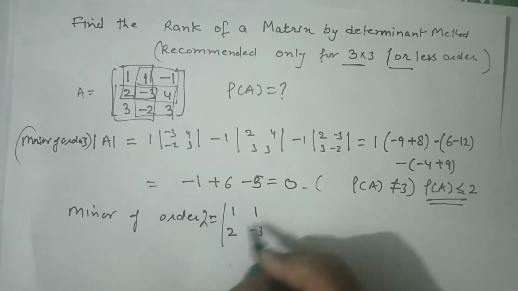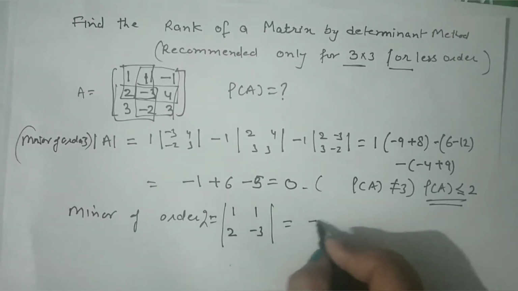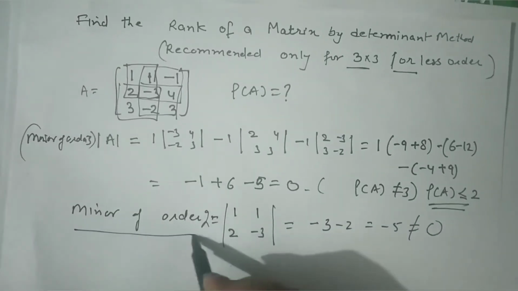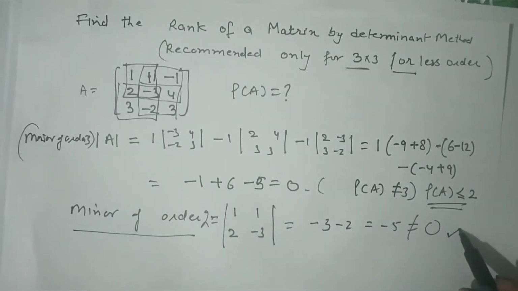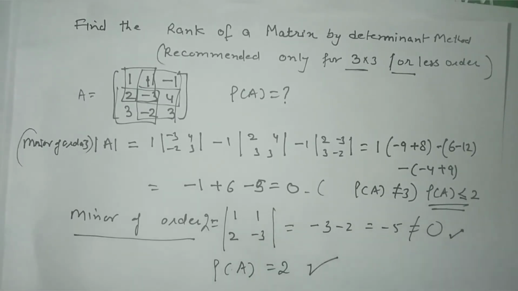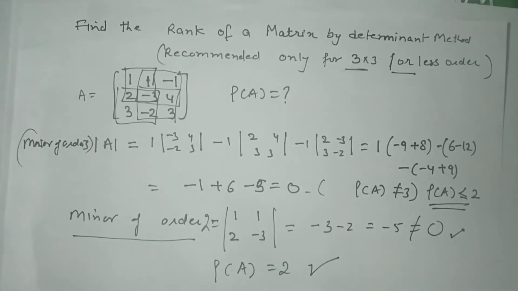So cross multiplying this, it is minus 3 minus 2, which is minus 5, which is not 0. So we get a minor of order 2 which is non-zero. Therefore rank will be 2. So in this way we can solve the question.